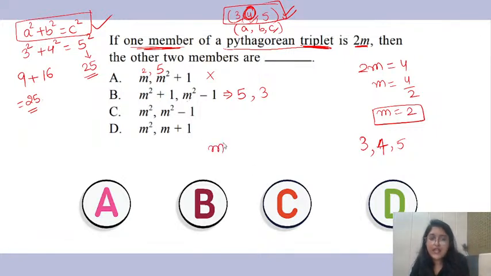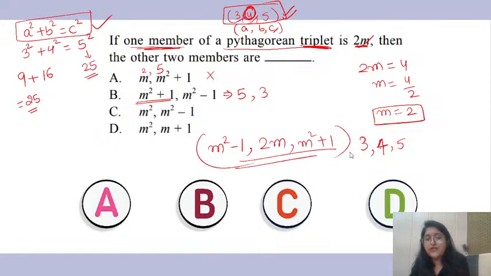We can say m square minus 1 is the first member of this triplet, the second member is 2m, which is given to us, and the third member is m square plus 1. So this is the Pythagorean triplet we have formed here. So the correct option is option B. All right.